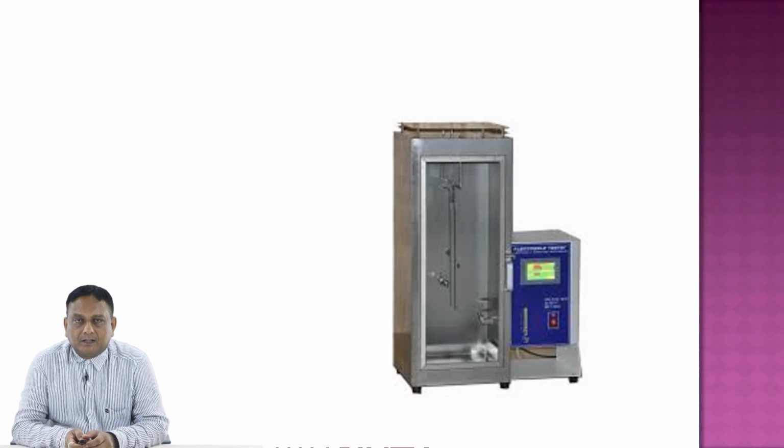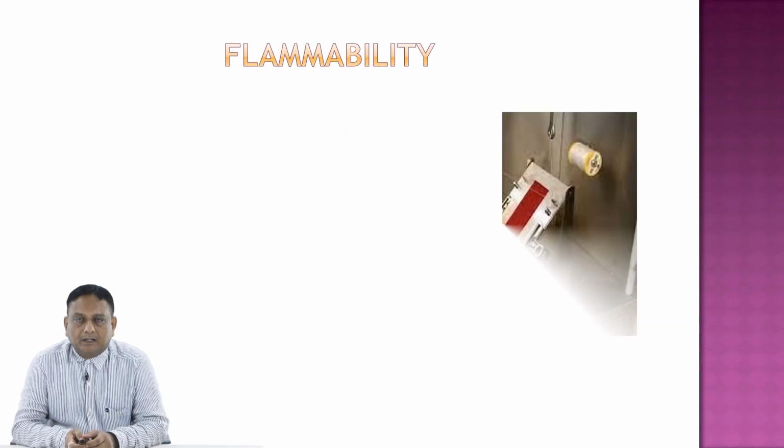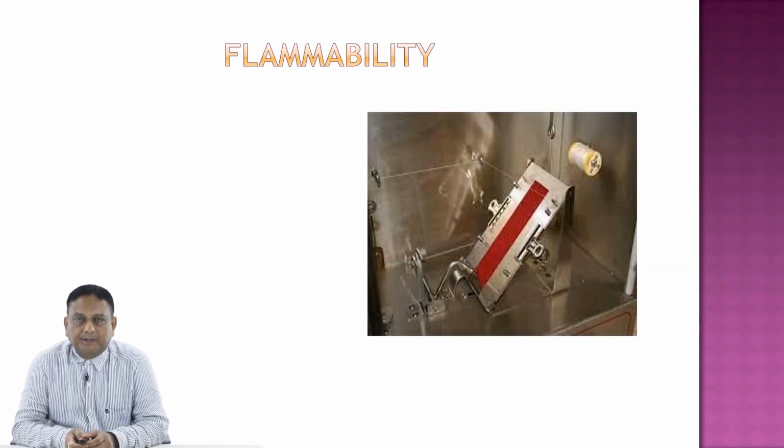Now one of the figures shown here is the flammability test, and this is a vertical flammability strength tester. Normally the children's garments are tested in this kind of vertical flammability tester. Now there are other types of flammability testing instruments also, called the 45-degree flammability tester. Okay, so one such figure is shown here.